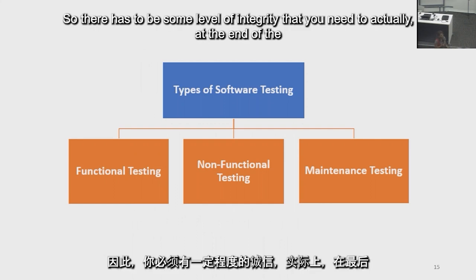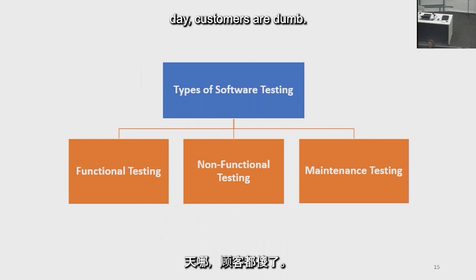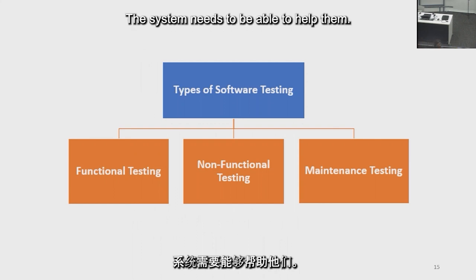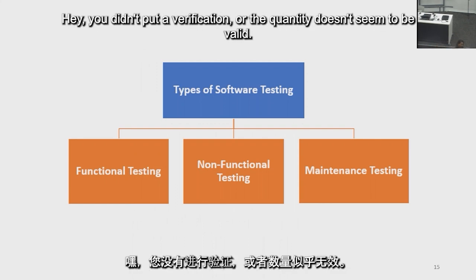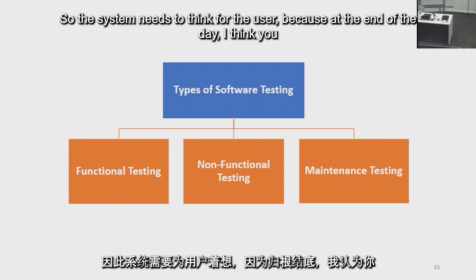So there has to be some level of integrity. At the end of the day, customers are dumb. The system needs to be able to help them. Hey, you forgot this. Hey, go back, the field is not filled up. Hey, you didn't put a verification. Or the quantity doesn't seem to be valid. So the system needs to think for the user.